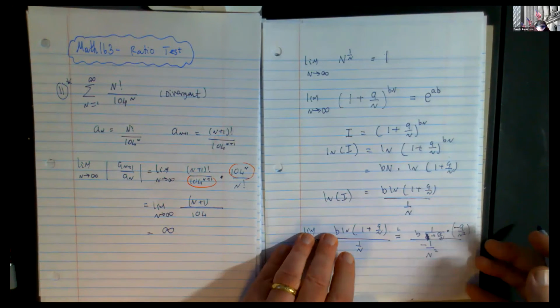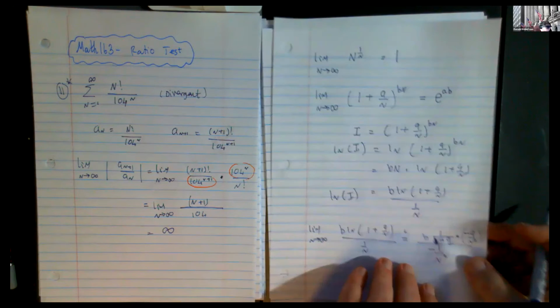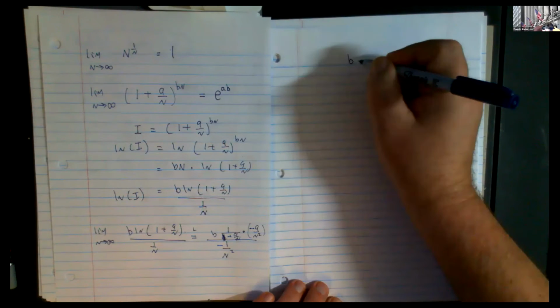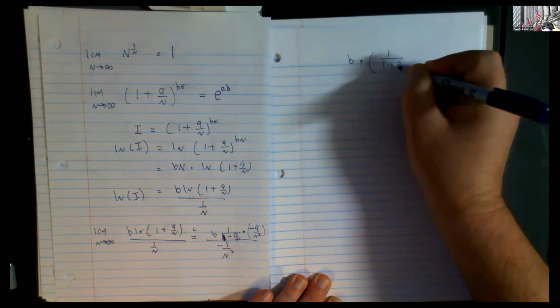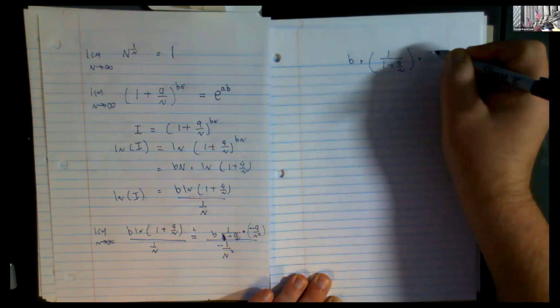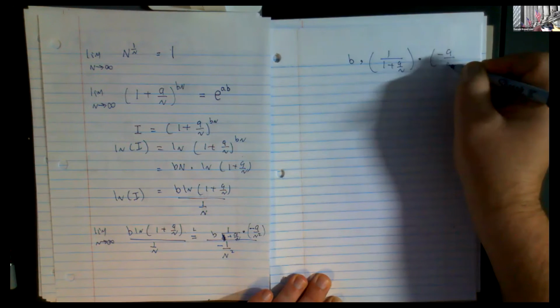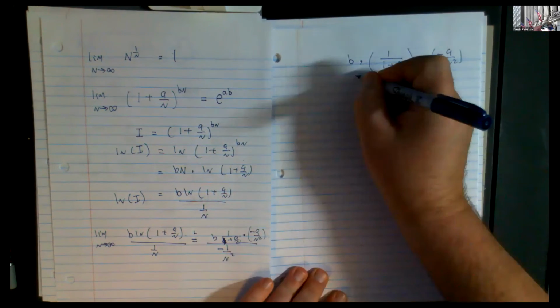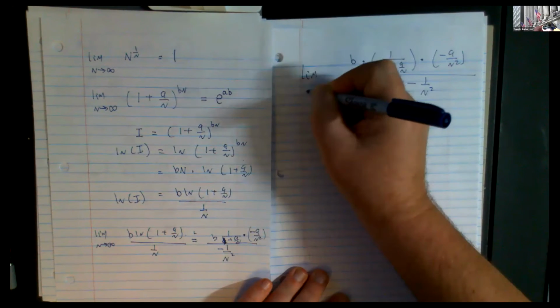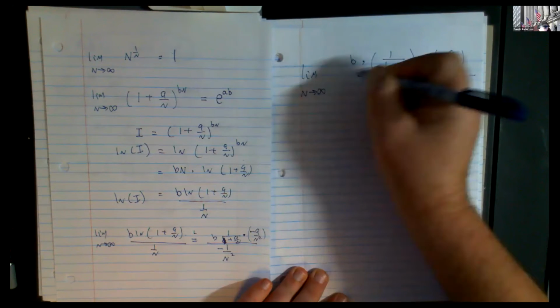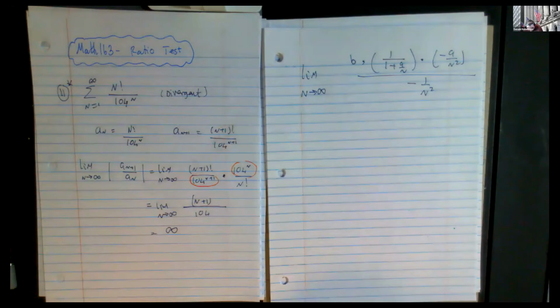Now let me write that guy again. You get B times 1 over 1 plus A over n times the derivative negative A over n squared. And on the bottom, you've got a negative 1 over n squared, and we're still trying to find the limit as n tends to infinity. Now, normally when you do L'Hopital, don't things get nicer? And this one doesn't really look like it's working out, but it is.